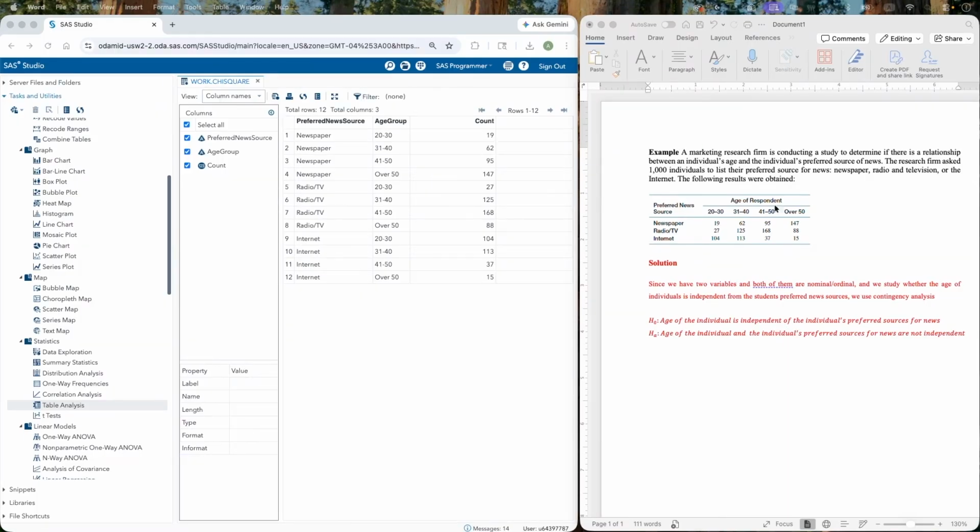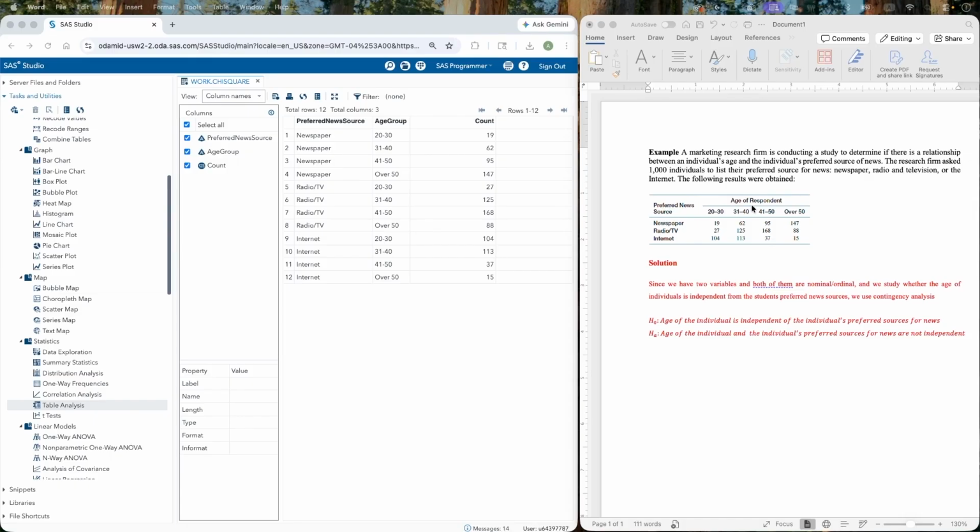So we have the count for each group. We found out that among people who prefer newspaper, the age group 20 to 30 is 19 individuals, and so on. So we do have this table and we would like to study whether there is a relationship between both groups.